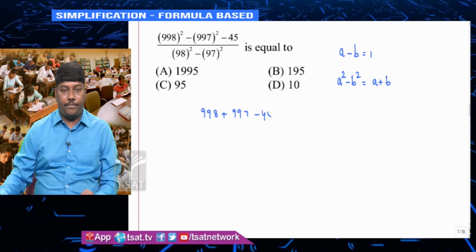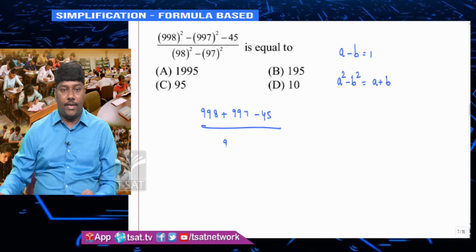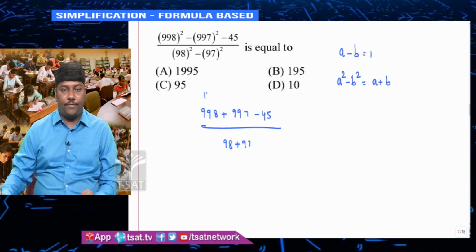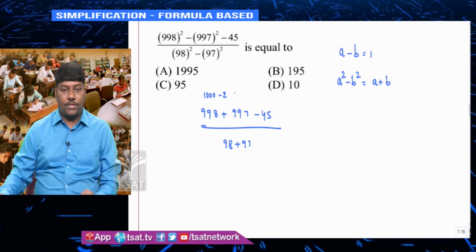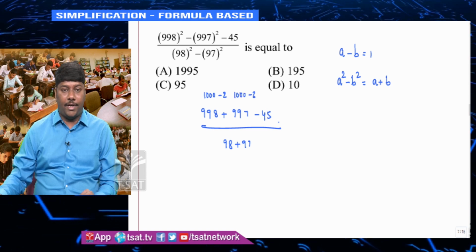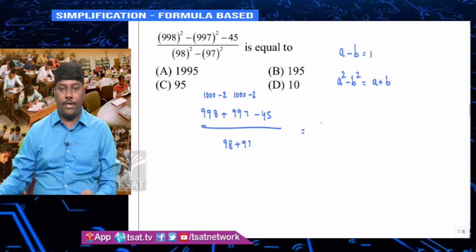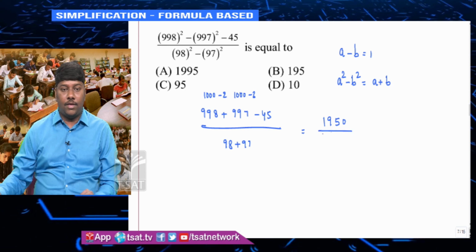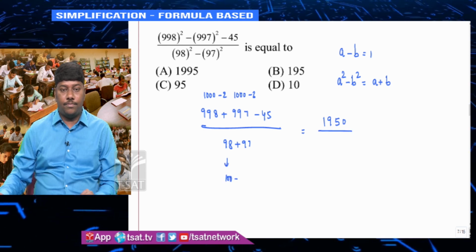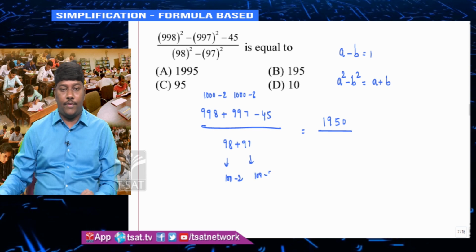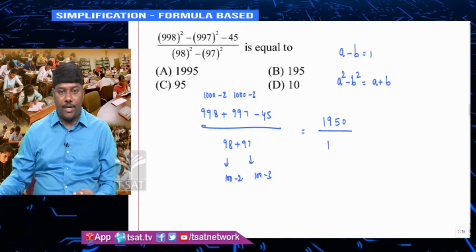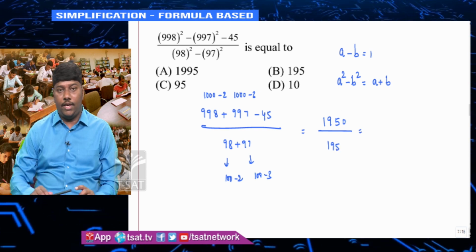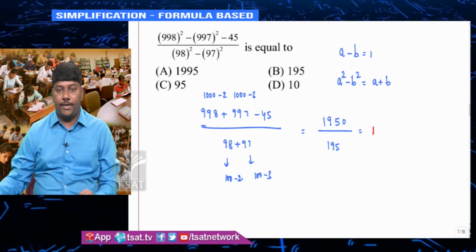minus 45, divided by 98 plus 97. So this is 2 less than 1000, therefore I can write 1000 minus 2, this is 1000 minus 3, this is minus 45, therefore 2000 minus 50, 1950. This one is 100 minus 2, 100 minus 3, therefore 200 minus 5, I can say 195. So your numerator is 1950 divided by 195, so it's clearly 10.